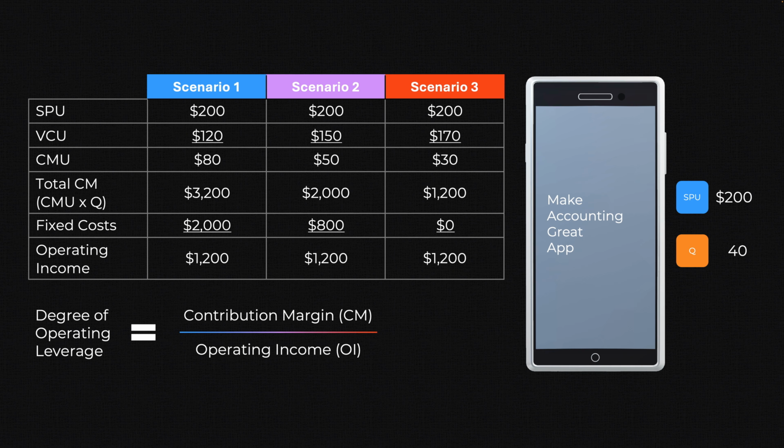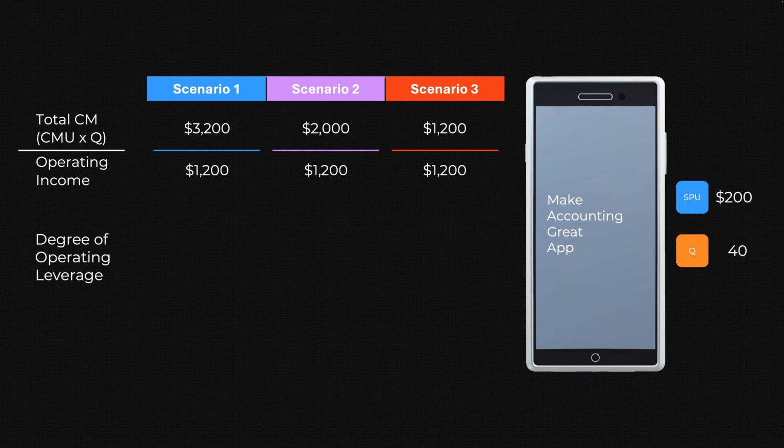Well, we could calculate it, and if it's a measure of risk, we would expect for scenario 1, the degree of operating leverage to be highest because the fixed costs are highest. And for scenario 3, the degree of operating leverage should be lowest because the fixed costs are the lowest. We don't need all of these line items here. Let's just isolate the contribution margin row and the operating income row. And let's do some math.